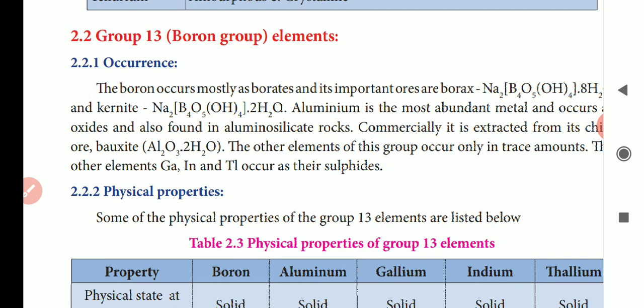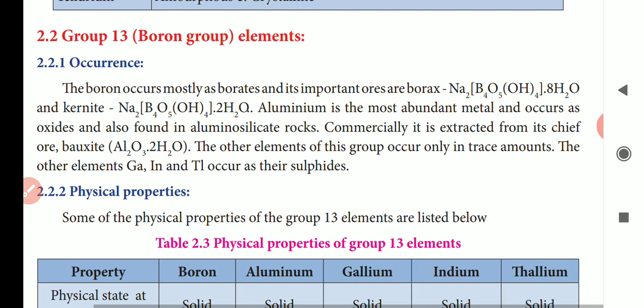Then another one of the most abundant elements is aluminium. Aluminium is the most abundant metal and occurs in oxides and is also found in aluminosilicate rocks. Listen here, aluminium is the most abundant metal, we know that, because it is the cheapest metal. Our earth crust contains a large amount of aluminium. What is the major ore of aluminium? Bauxite ore. This is the chief ore.